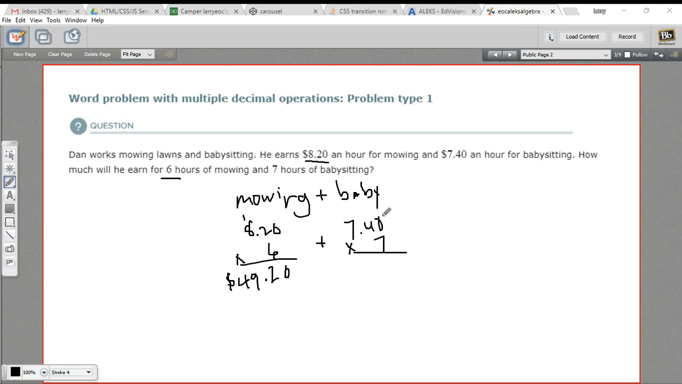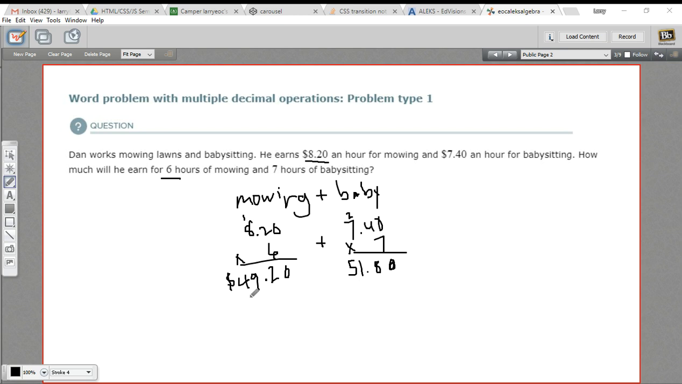Let's do the same for babysitting. So 7 times 0, 0. 7 times 4 is 28. So put down the 8, carry the 2. Let's make sure this looks like a 0, not a 6. And then 7 times 7 is 49, 50, 51 when we add the 2. So that's 51.80. Wow, he's making a lot of money.